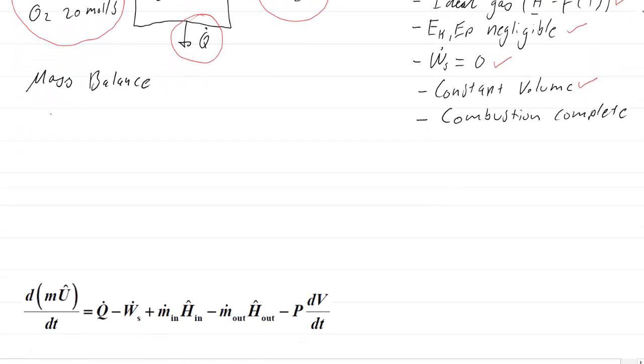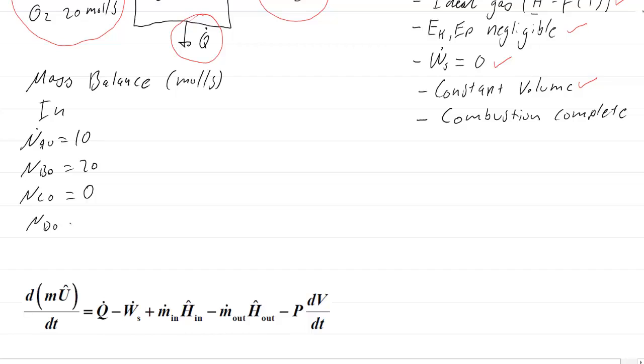So with my mass balance table, I'm interested in what's coming in. Okay, so my initial flow of methane is 10. Now this is all in moles per second. My initial flow of oxygen is 20. My initial flow of carbon dioxide is 0, and my initial flow of water is also 0. It's just methane and oxygen coming in.